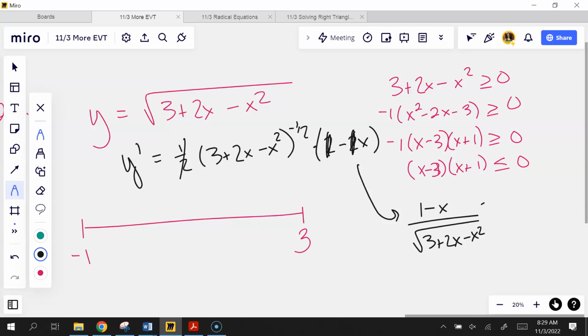Well, this one's easy. And that is in my domain. Okay. And the bottom, we've already factored and found where it equals 0, so I still got my -1 and my 3. Everybody okay?